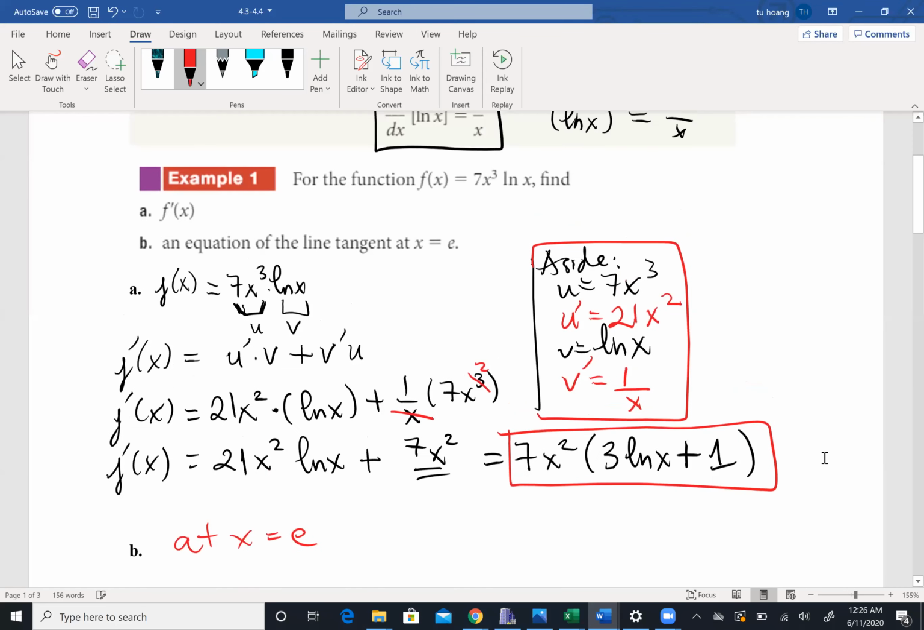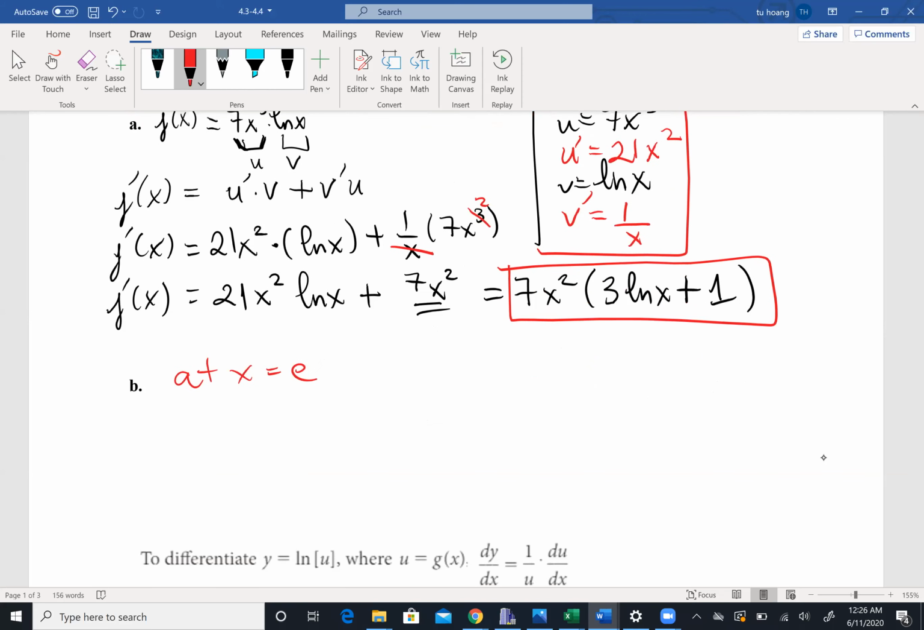If you want to draw it, f(x) is a curve in this case, and if you are looking for the tangent line at x equal to e here, then you will get the value of y by applying the x value into the function f(x) to get the y value, because this point is the intersection between the tangent line and the curve.